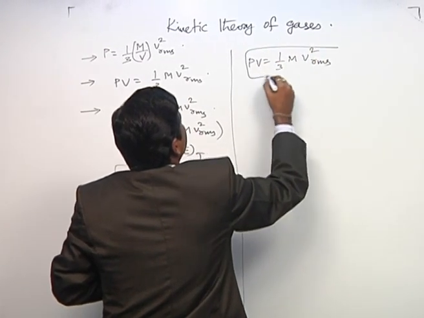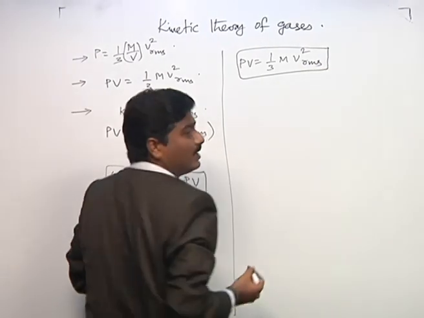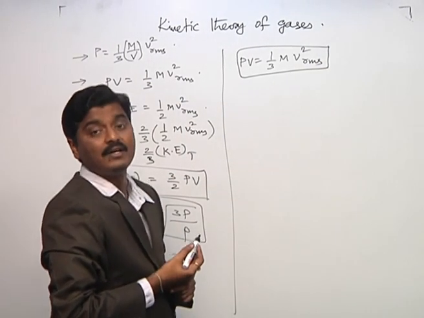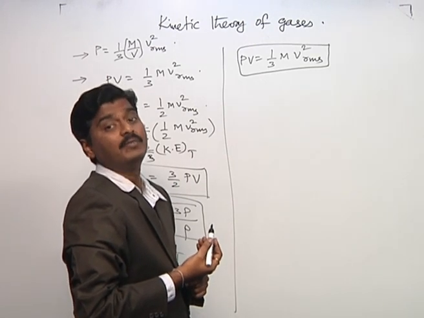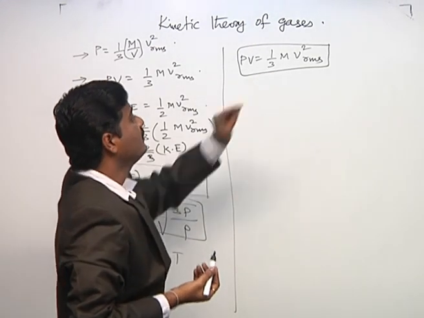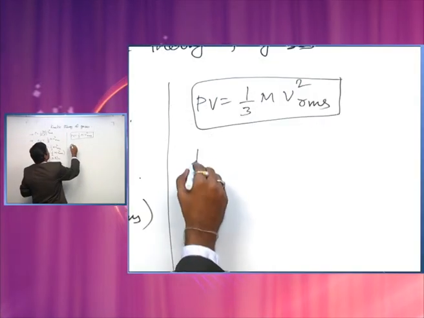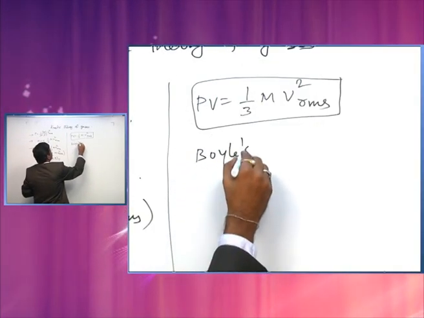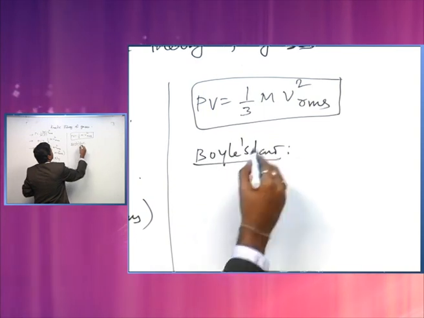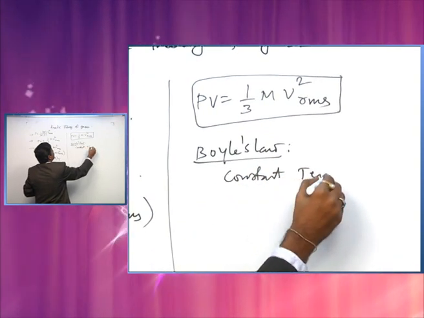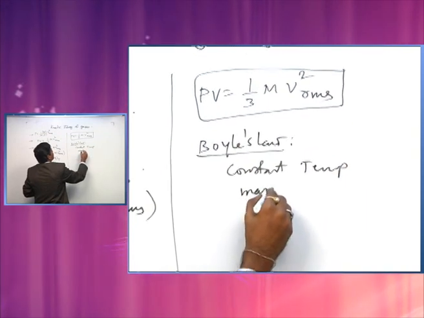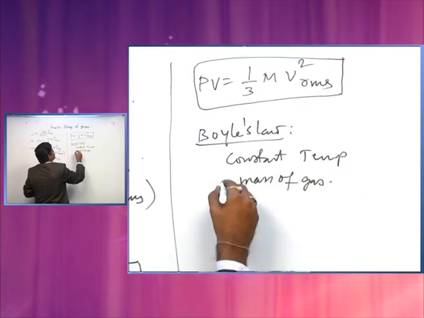From this equation, how can we derive the gas laws like Boyle's law, Charles's law at constant pressure, Charles's law at constant volume, and Avogadro's law? We are going to discuss that now. See, suppose we take Boyle's law first. What are the conditions here? Constant temperature, and the given mass of the gas is constant.